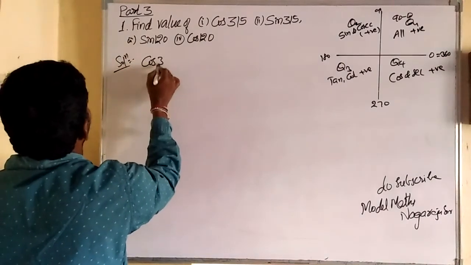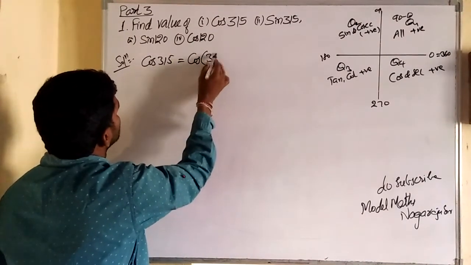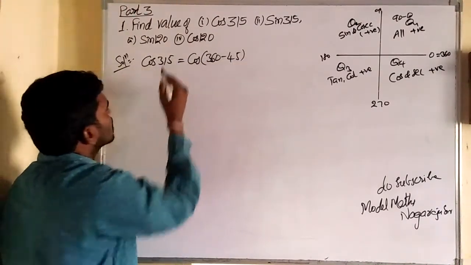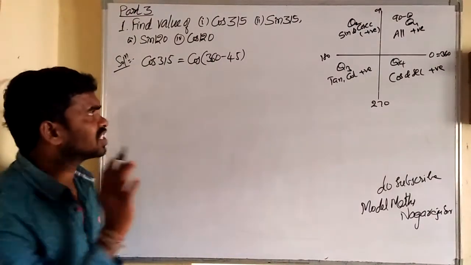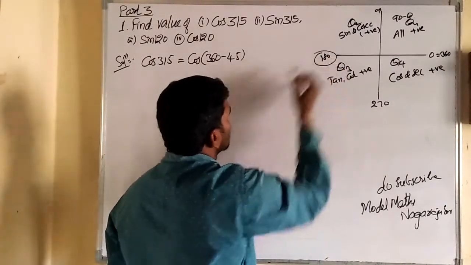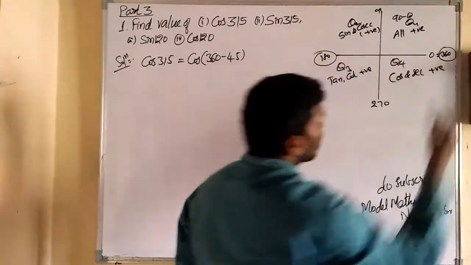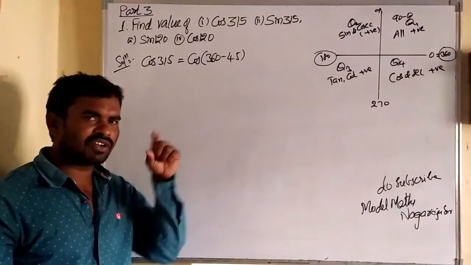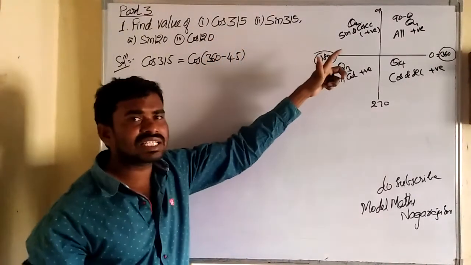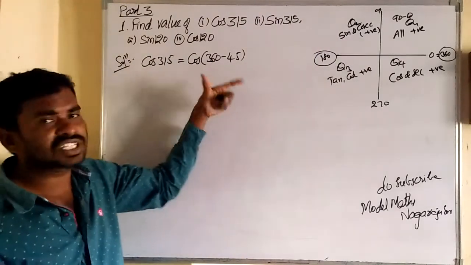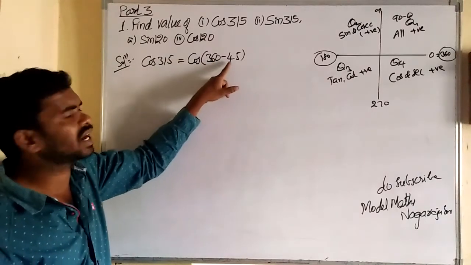First one, cos 315. It can be split as cos of 360 minus 45. Am I right? 315 can be written as 360 minus 45. Dear friends, my suggestion is always express the given number as 180 plus or 180 minus, or 360 plus or 360 minus. Keep this in your mind. Every time try to split it as 180 minus or plus, 360 plus or minus. Suppose it is 315, we can write 360 minus 45.